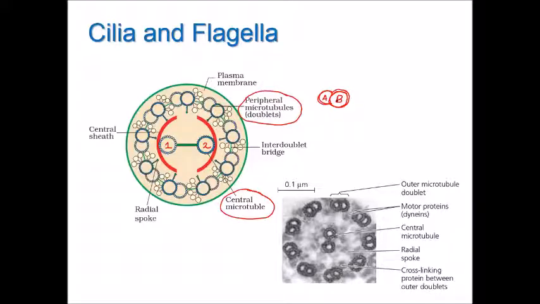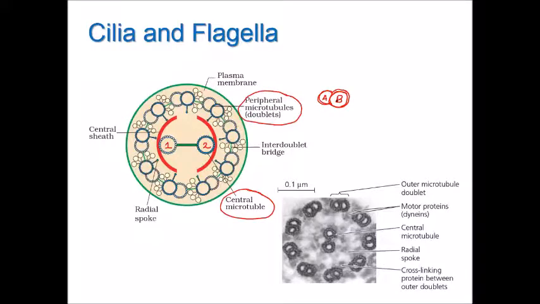What about central microtubules? Are these doublets? No, sir. They are just single circles, but they are connected to each other. So there are two central microtubules and 9 peripheral microtubules, which are doublets.